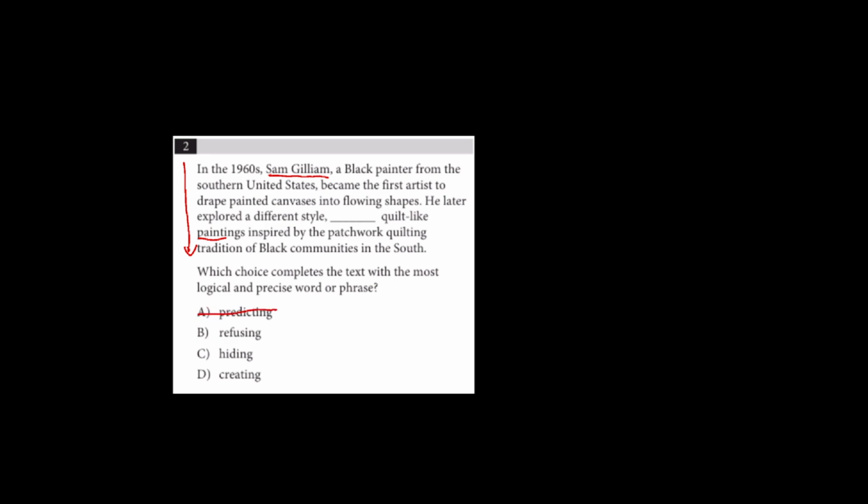Refusing doesn't work in this context. Hiding doesn't work because, yeah, none of these work in the context of doing something to the quilt-like paintings. Now, creating the quilt-like paintings would work. So we're going to go with D here.